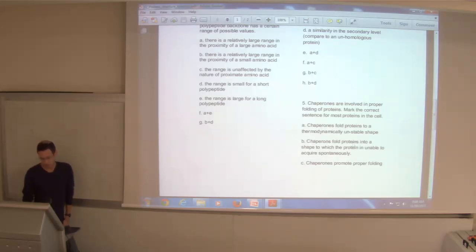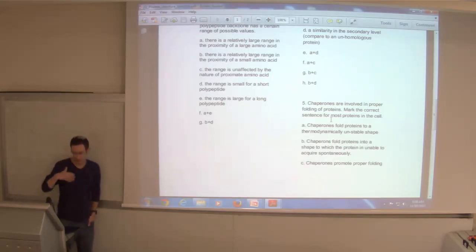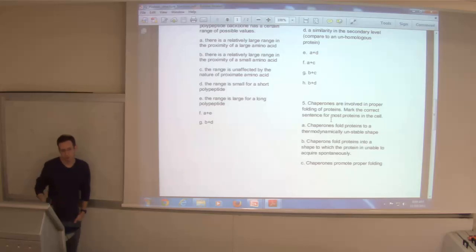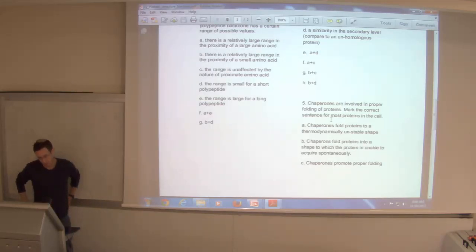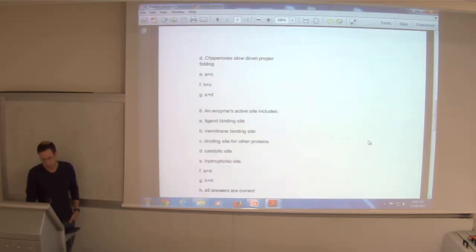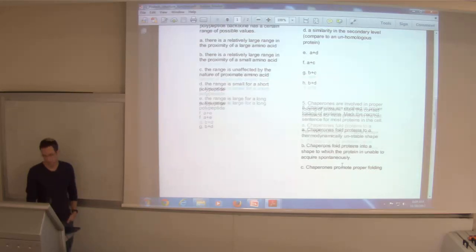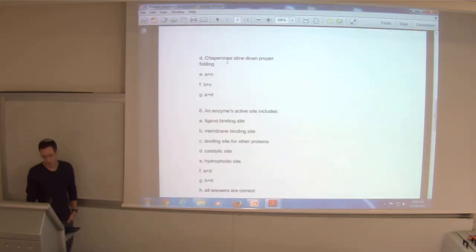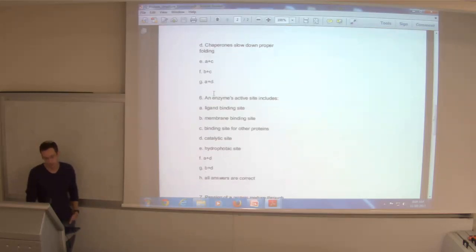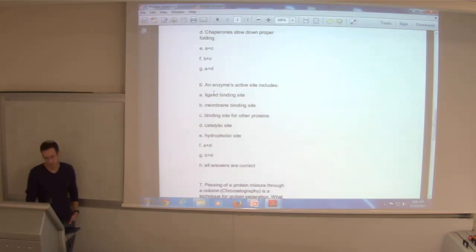B, chaperones fold proteins into a shape which the protein is unable to acquire spontaneously. Incorrect. They're only promoting, making the whole process more efficient and more rapid, but proteins can attain their proper folding and usually do attain the proper folding. C, chaperones promote proper folding. Correct. And D, chaperones slow down proper folding. Incorrect. So just C.